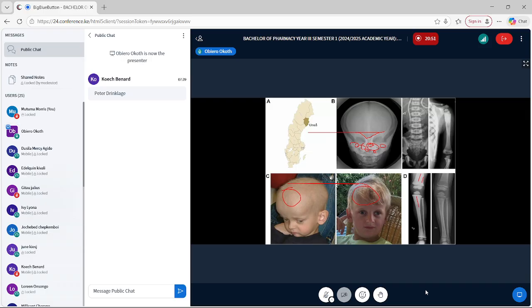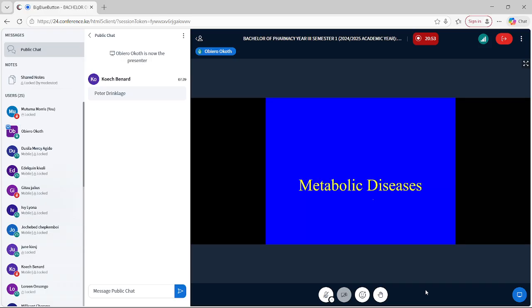Osteopetrosis, decreased osteoclastic function. Okay, I think those are the only three I had: osteopetrosis, osteogenesis imperfecta, and achondroplasia. There are so many other inherited bone disorders. We're not going there. Sorry.